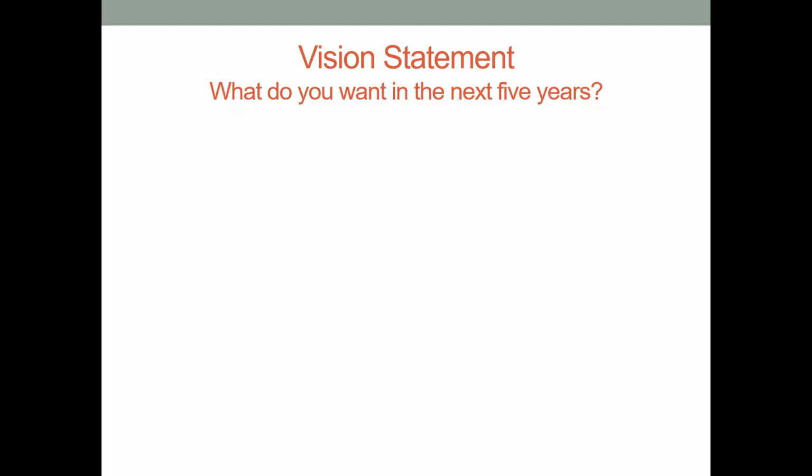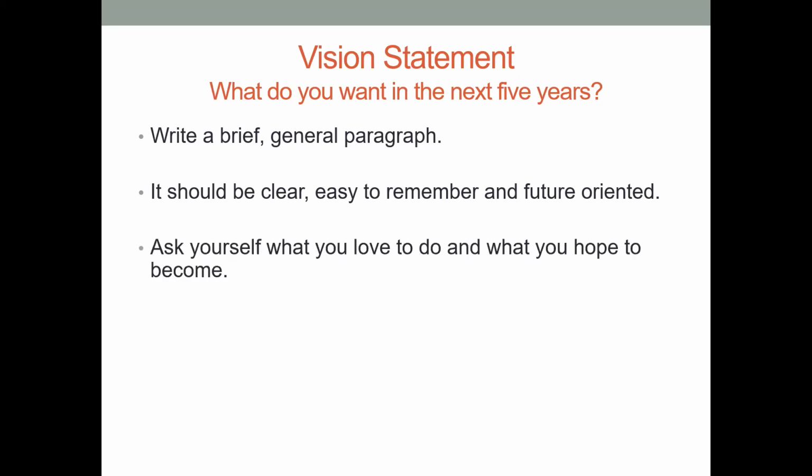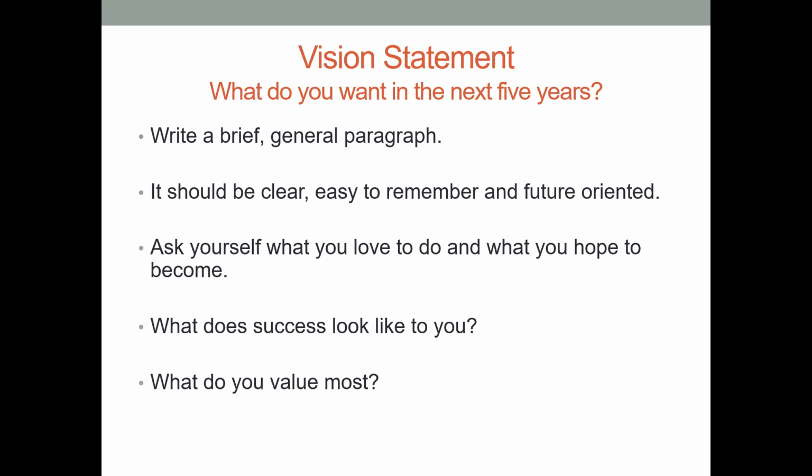Think about a vision statement in terms of the next 5 years. Write this down. It can be a brief, general paragraph. It should be clear, easy to remember, and future-oriented. Ask yourself what you love to do and what you hope to become. What does success look like to you? What do you value most?